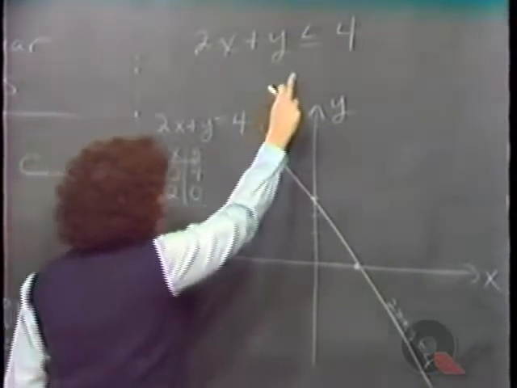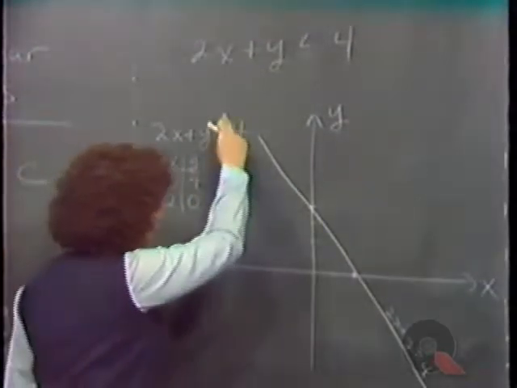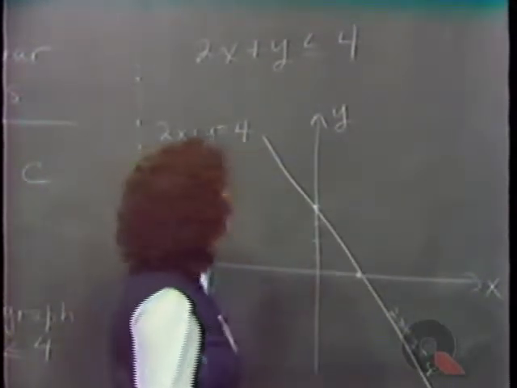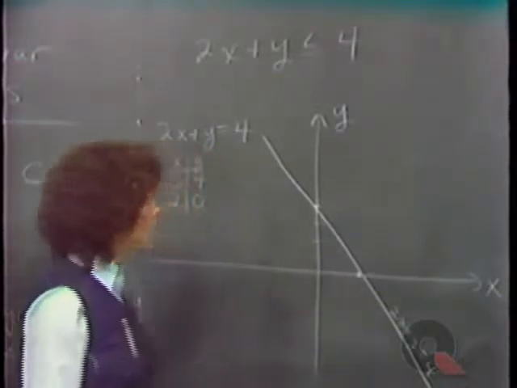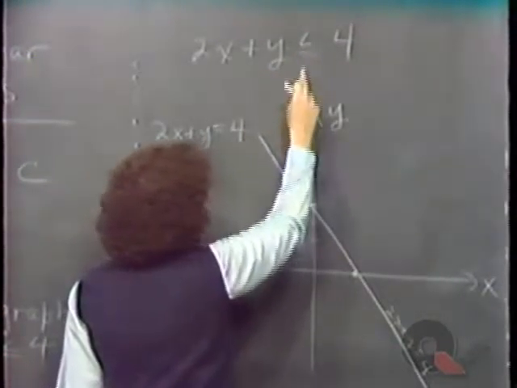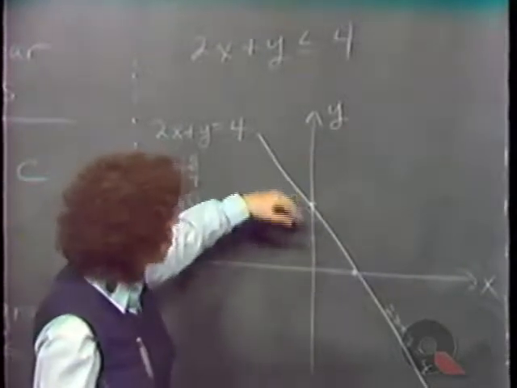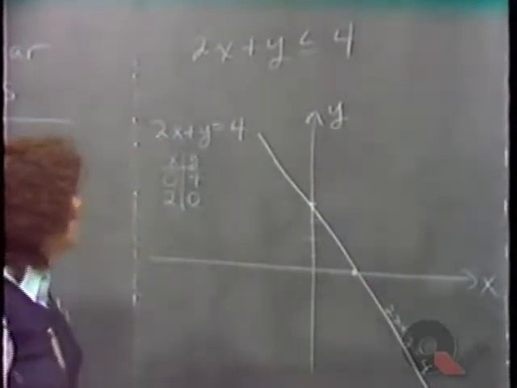If the original inequality is of the form less than or equal or greater than or equal, we draw the line in with a heavy line. And the line will be part of the solution set. Okay? If it's a strict inequality, that is either just a less than or a greater than, we will draw the line in as a dotted line to indicate that the points on the line themselves are not part of the solution set.